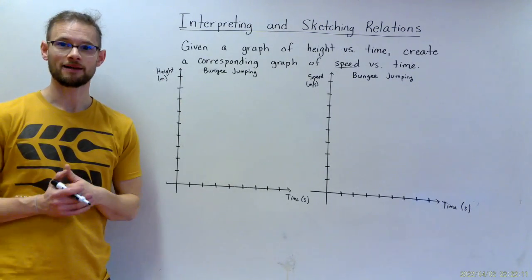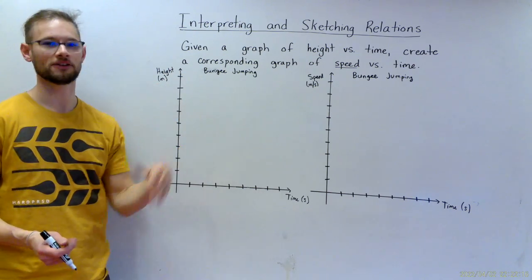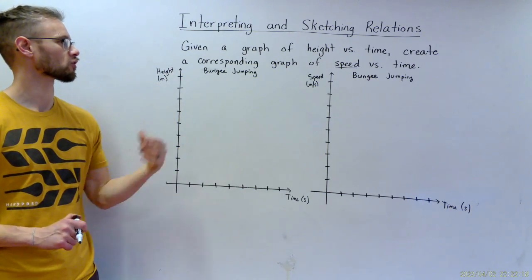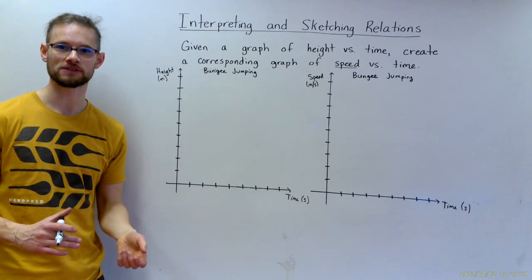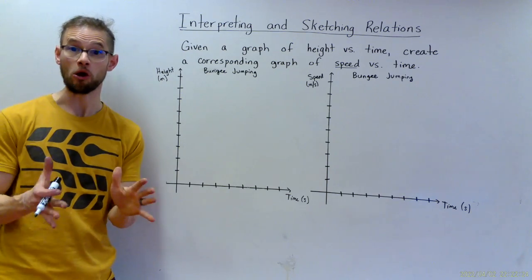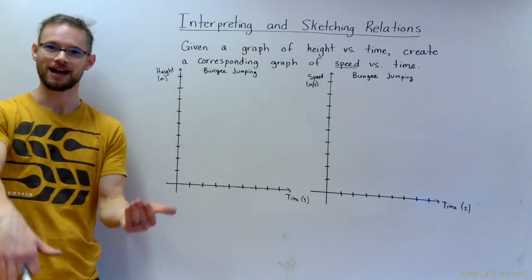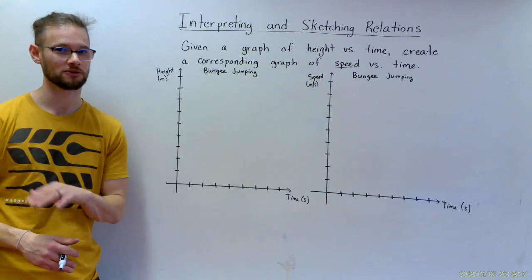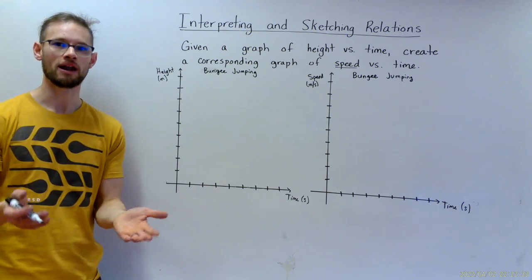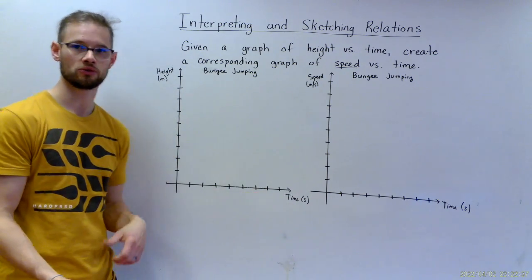For this last example, we're going to talk about bungee jumping. I said, given the graph of height versus time, create a corresponding graph of speed versus time, but we're going to draw both graphs together and be able to compare them. Now I hope that no physics teachers are watching, because this probably won't be accurate to how quickly someone accelerates towards the ground and all that sort of stuff, but I'm just trying to show how we could use one graph to create a similar graph.